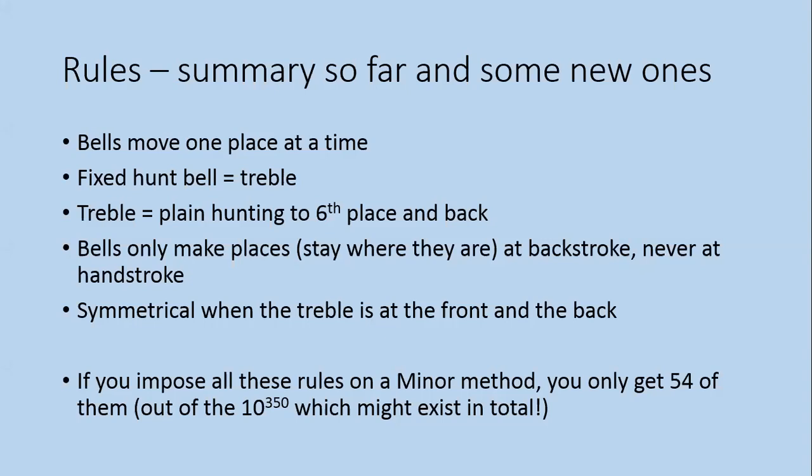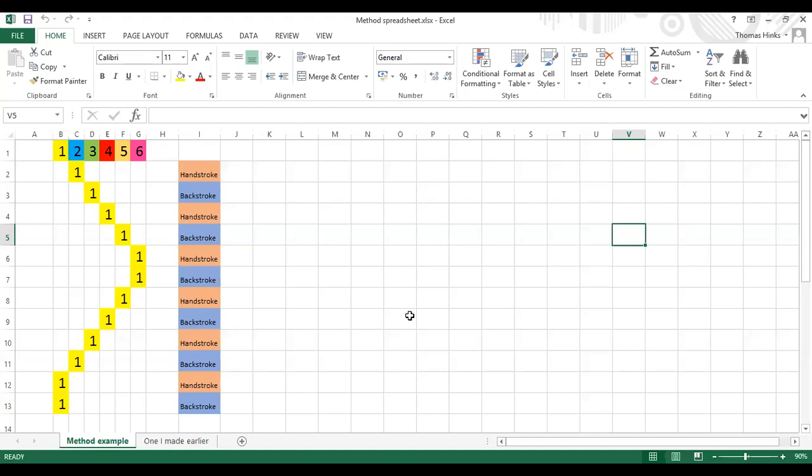I said earlier how there could be 10 to the power 350 minor methods. If you say you're going to have all of these rules imposed on a method, then actually you get down to just 54 methods out of the 10 to the power 350 that you could have. So that's all quite complicated and possibly a little bit scary, and don't worry if your brain is aching a little bit, that's fine. I thought we'd have a look at practically how this actually works by designing a method.